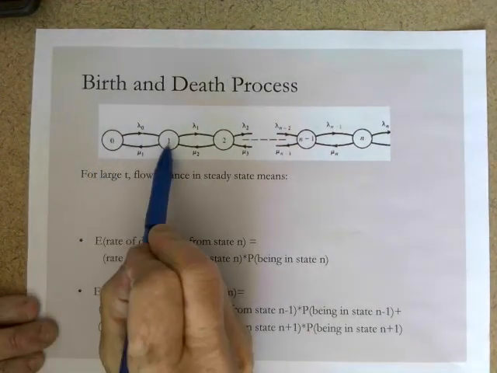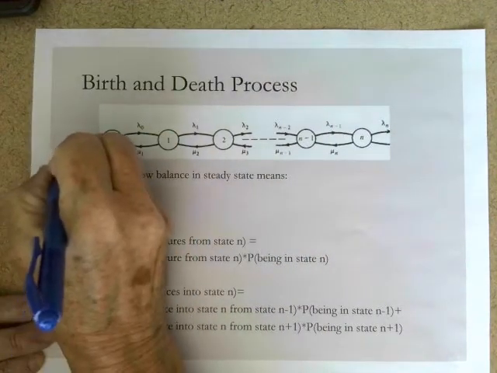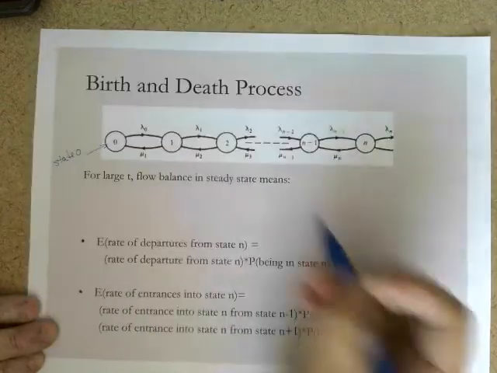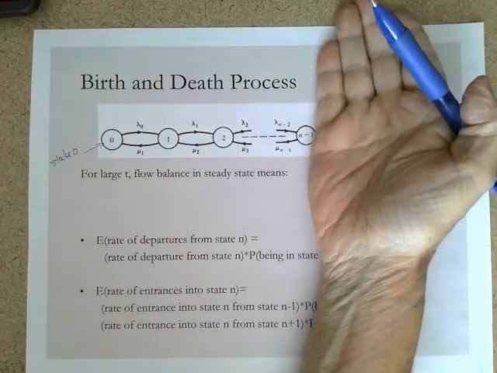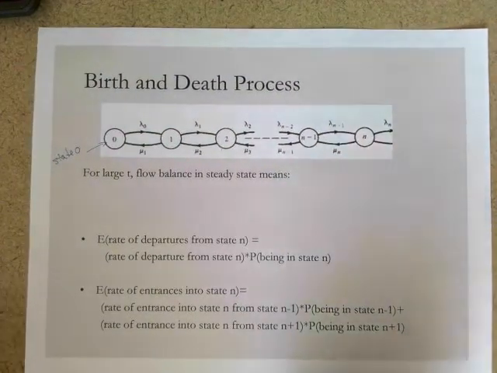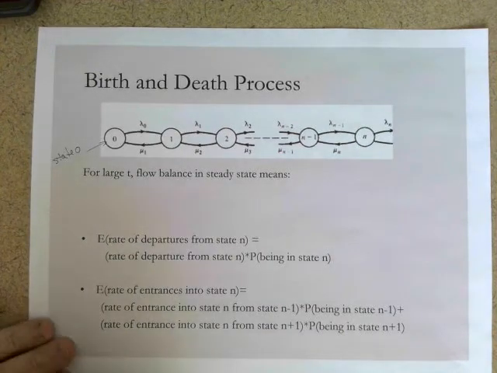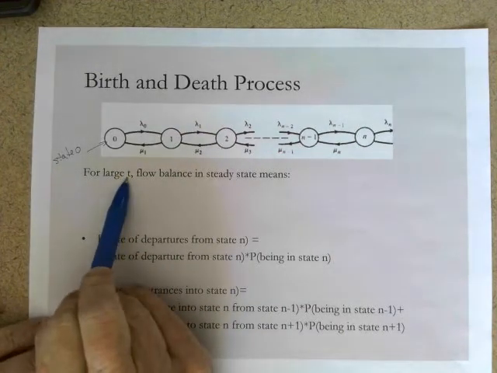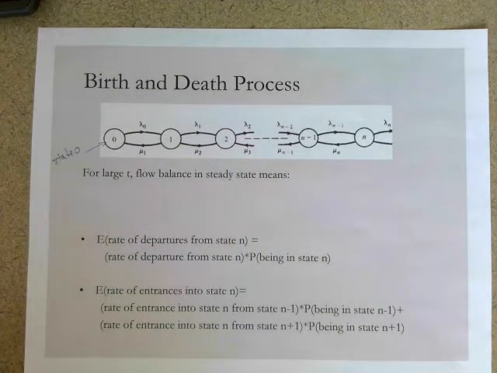So each one of these are system states. So for example, this would be state 0. This is state 2, meaning there's 2 people in the system, and we can go on, and sometimes this can actually be finite, so we might just be able to stop there, but sometimes we could have a theoretical number of states that is actually infinite. So for large T, that means once we're in steady state, we're going to have these flow balance equations for each one of these states, and they are going to be determined.